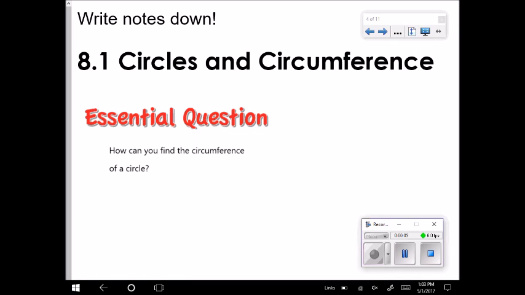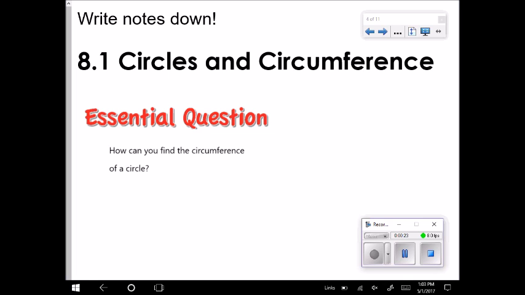Welcome again. Today we are going to be working more with circles. As many of you know, this is a lot of review, but I do want you to write these down whether you know them or not. It is good to have something to refer back to. We're going to look at area of circles and finding the circumference of circles as well today.